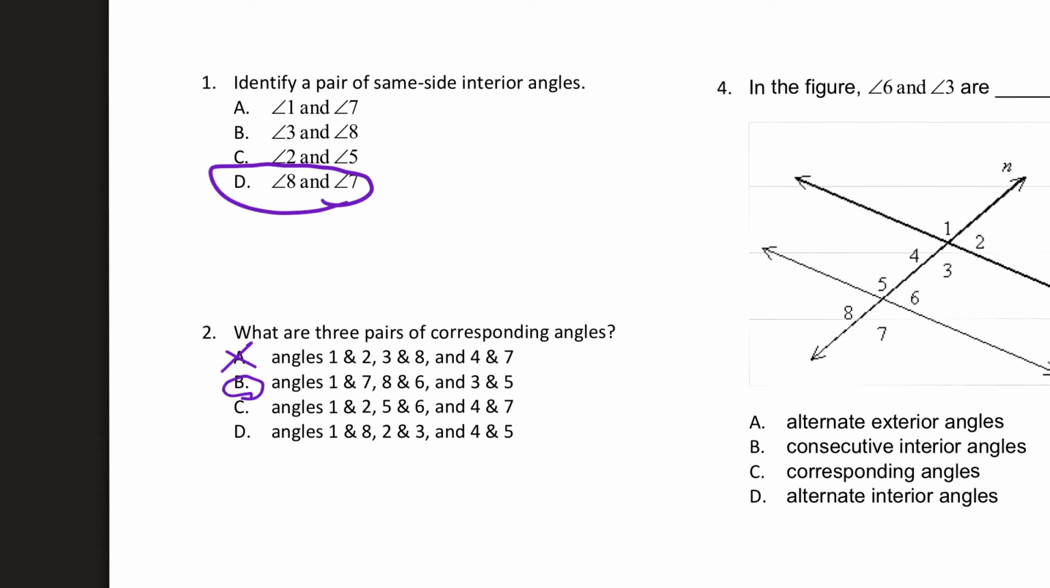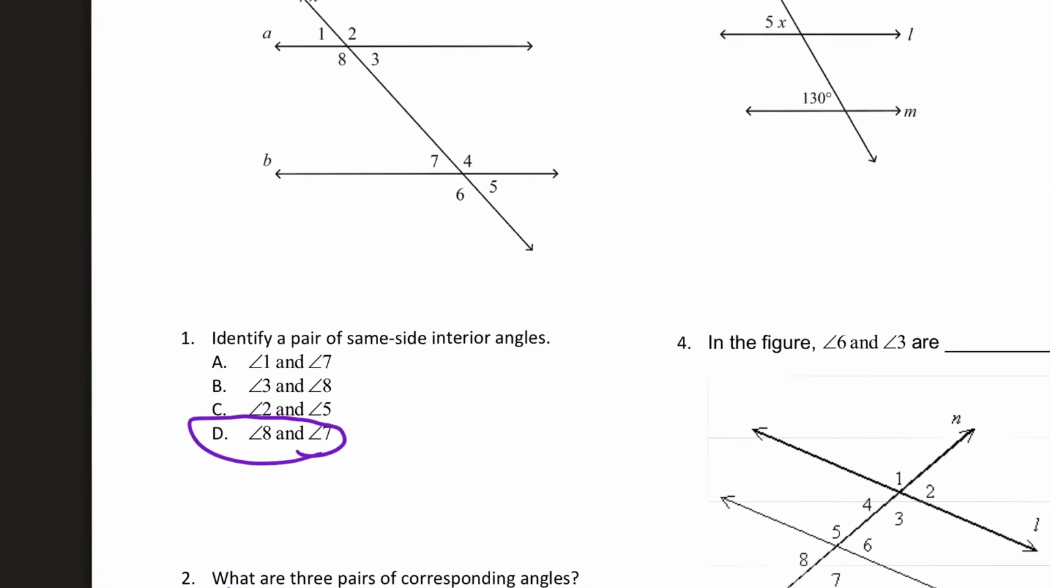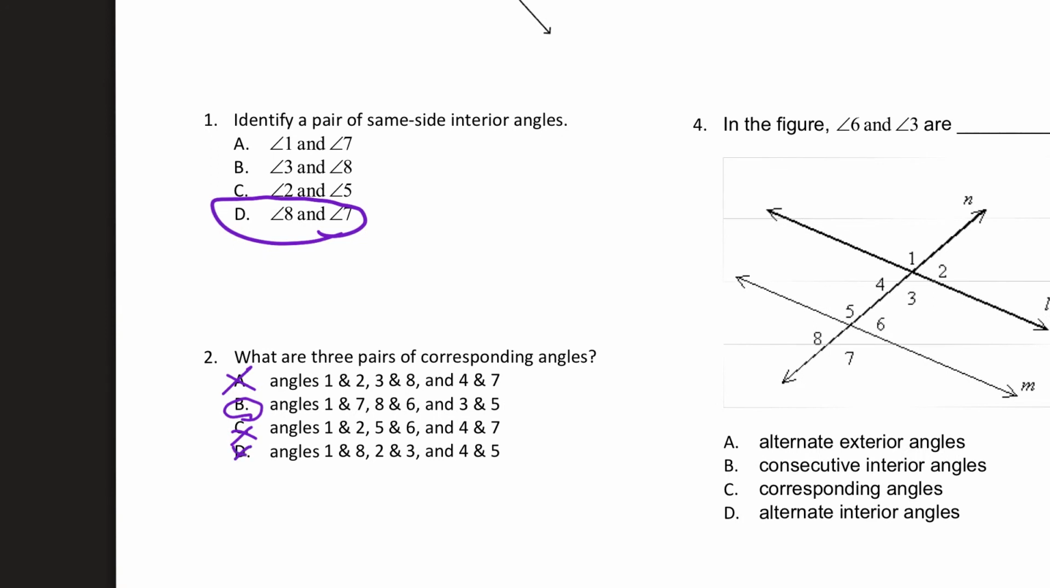I'm just going to double check the other ones. 1 and 2, I know those are a linear pair. And 1 and 8, those don't correspond. 1 and 8 are a linear pair as well. So the answer to this was B.